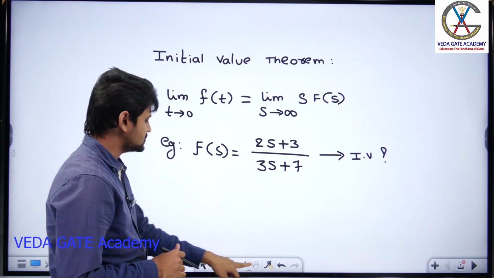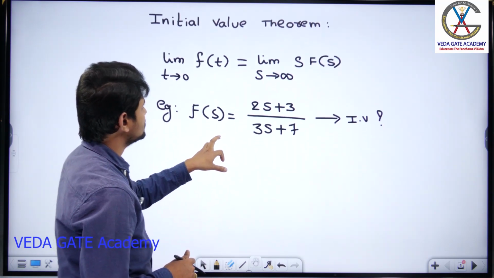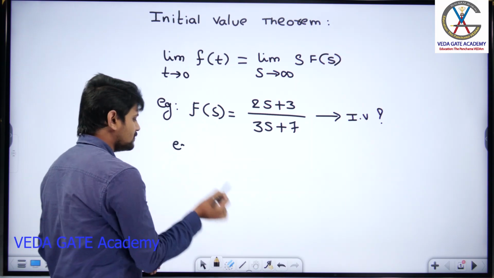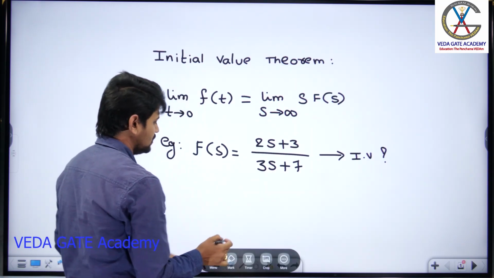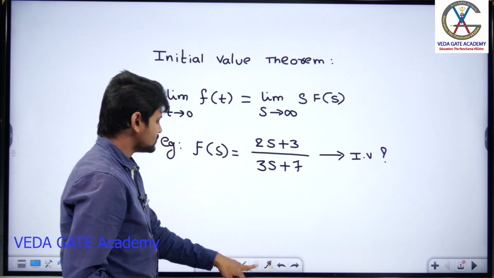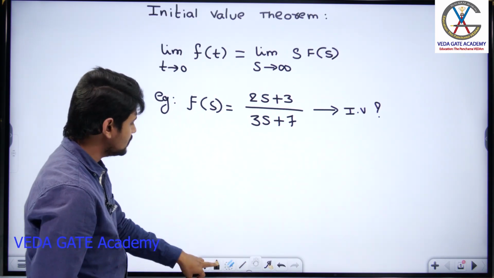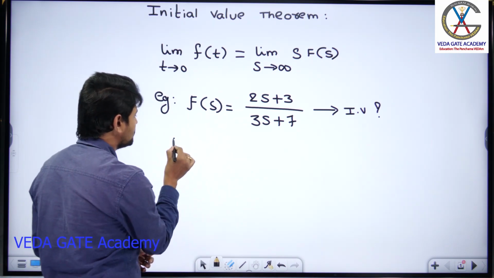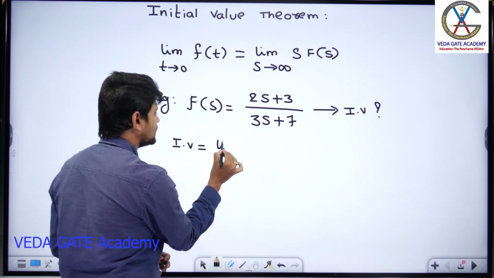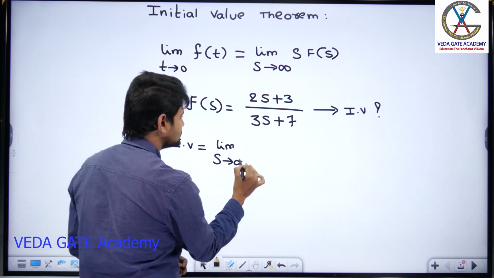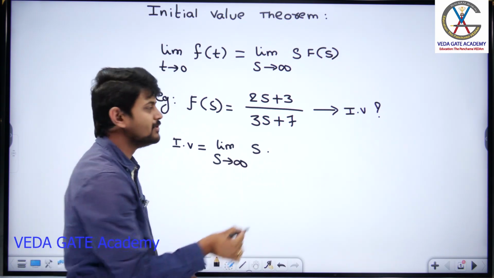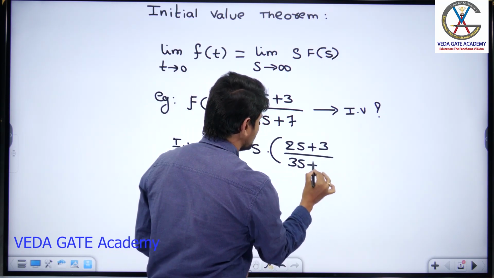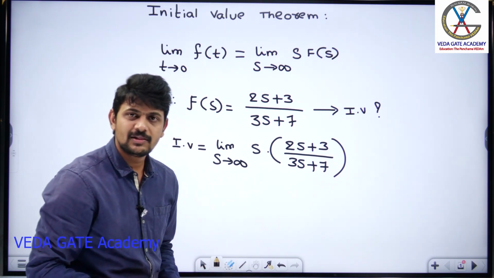Let me try to apply this concept. Now if you blindly apply this formula, we'll see what will happen to the solution. So here I am interested to determine the initial value. The initial value will be obtained by using the formula limit s tends to infinity s into, what is the given function, guys? The given function here is 2s plus 3 divided by 3s plus 7. Am I correct? 2s plus 3 divided by 3s plus 7.